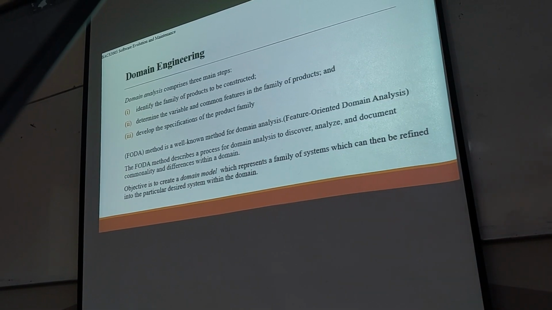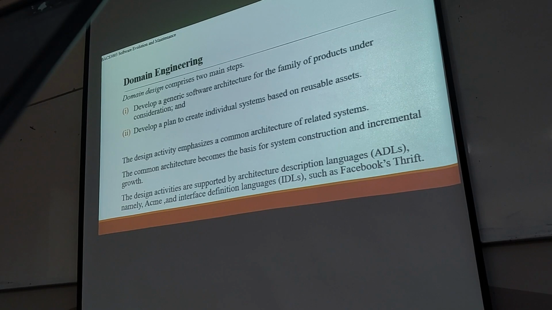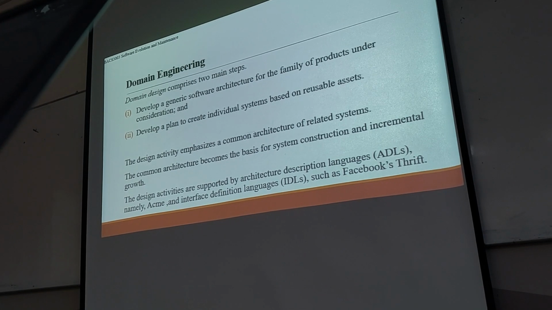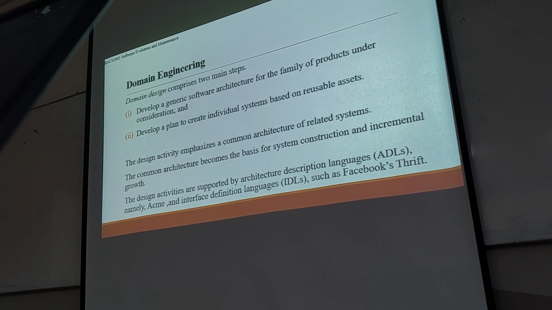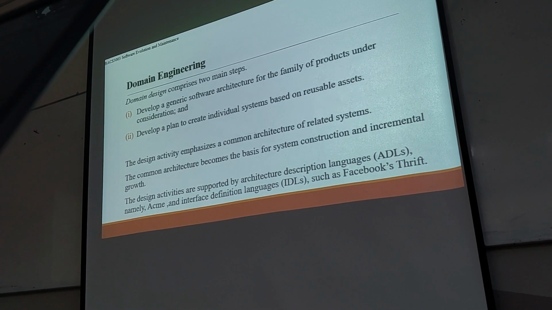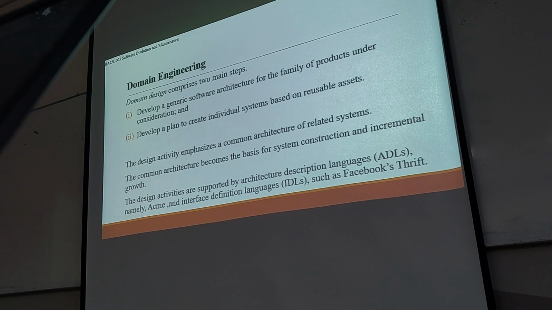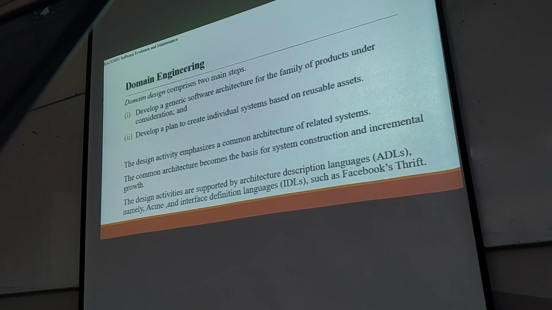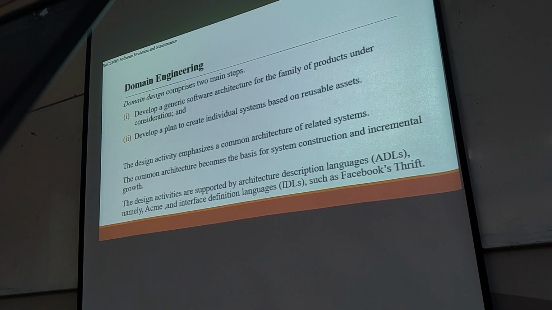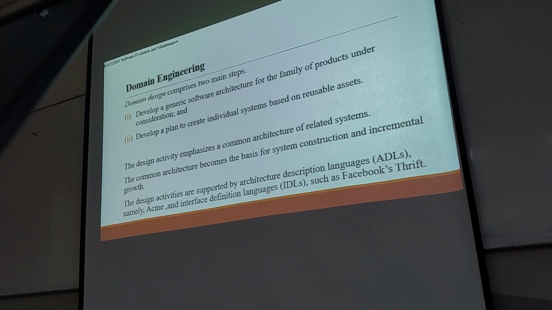Next one, domain design. Now we try, based on the requirements we got, to develop the general or generic software architecture for the family of products. All the product lines that fall under this family follow the same general architecture. Then you design a plan to create individual systems based on the reusable assets. So this is more on the construction of the architecture. Then you may need to use architectural description languages at this stage.